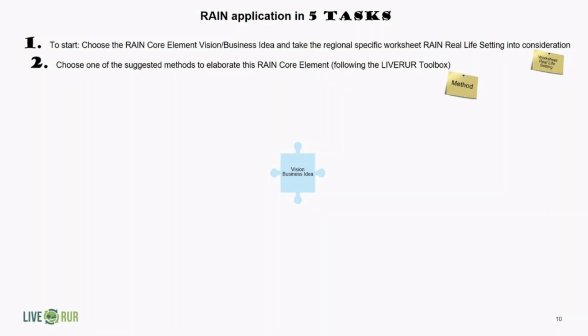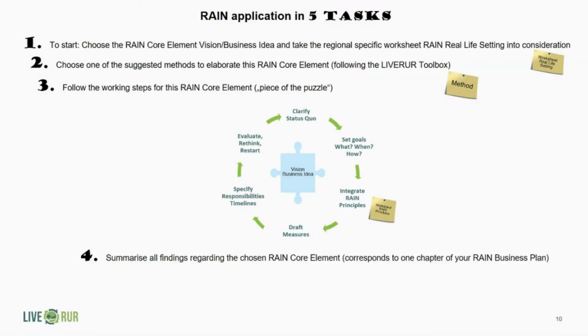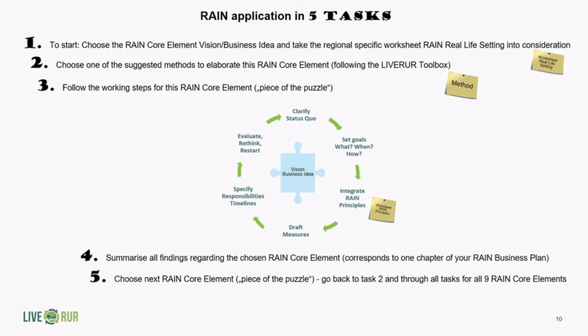Second, choose one of the suggested methods to work on the respective RAIN core element and follow the working steps for elaborating core elements, which are: to clarify the status quo, to set goals, to integrate the RAIN principles, which we will be addressing later on in this video, to draft measures, to specify responsibilities and timelines, and to evaluate and rethink everything. Then, write down what you have worked out for this one core element. This corresponds to one chapter of the business model.